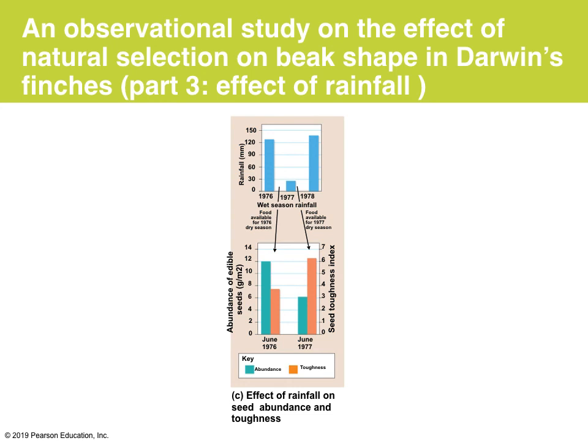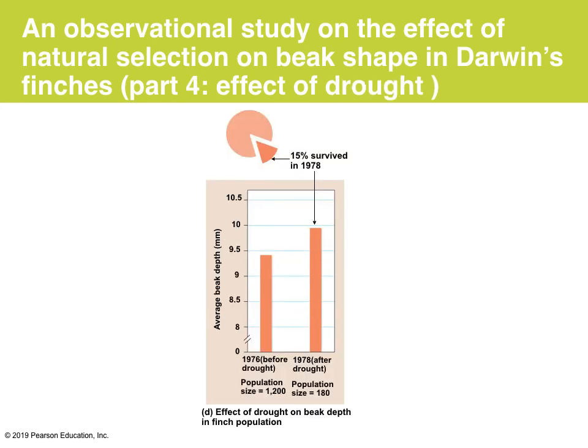Now, let's see what happened to the birds. Well, 1976 before the drought is the bar on the left. 1978 after the drought is the bar on the right. And sure enough, if you look at the 76 bar, that beak depth, how broad that beak was, was much shorter than in the population after the drought.